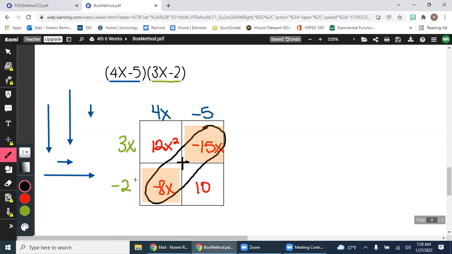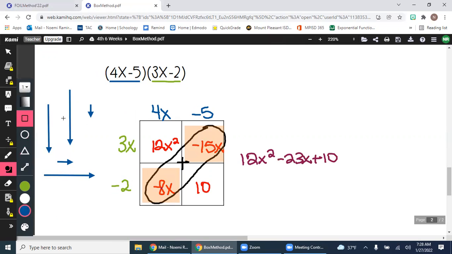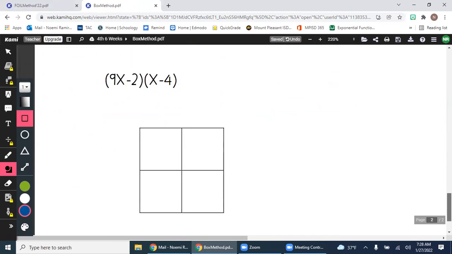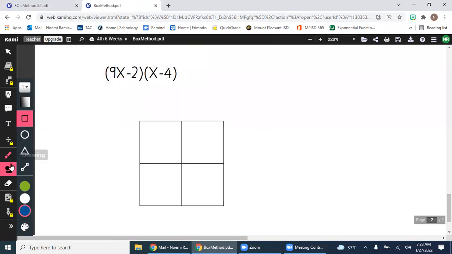Okay. So let's put our final answer together. 12x squared. Okay. -8 plus -15 or -15 plus -8. That's going to give you -23x, plus 10. And there is my final answer. Okay. Next one, we have 9x minus 2 and x minus 4.